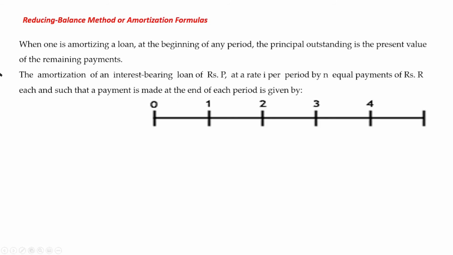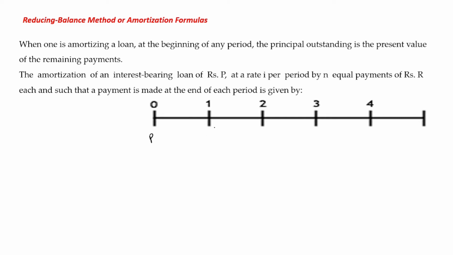And now moving on to the reducing balance method. Now we will see the amortization formula. When one is amortizing a loan, at the beginning of any period, the principal outstanding is the present value of the remaining payments. So if a person is amortizing a loan, then the principal at the beginning of any period is the present value of all the remaining payments.